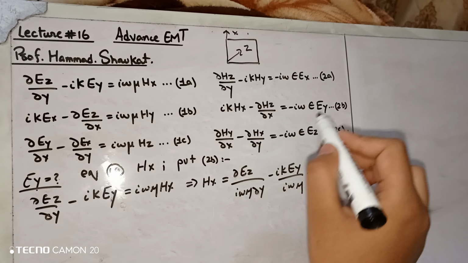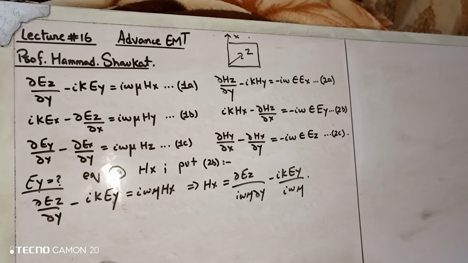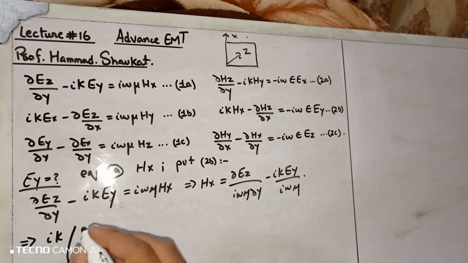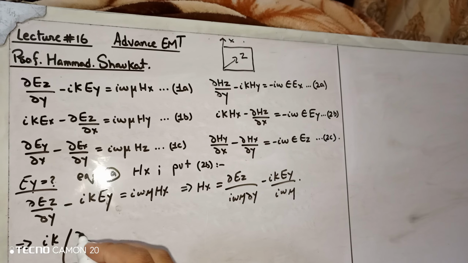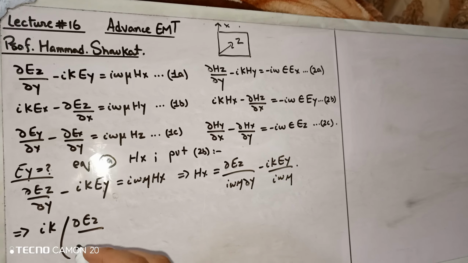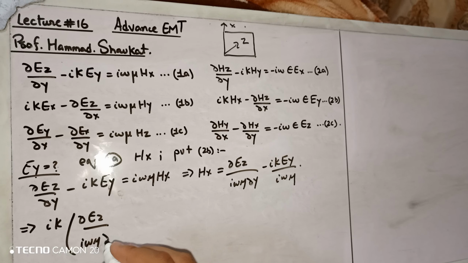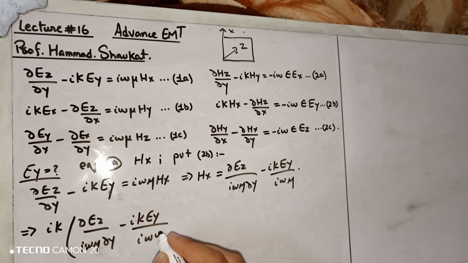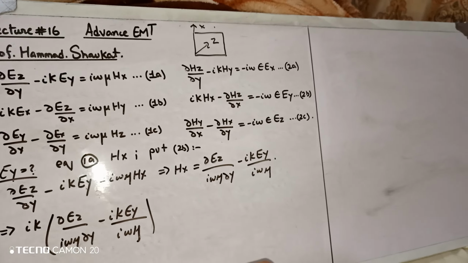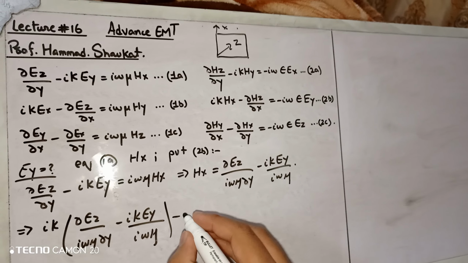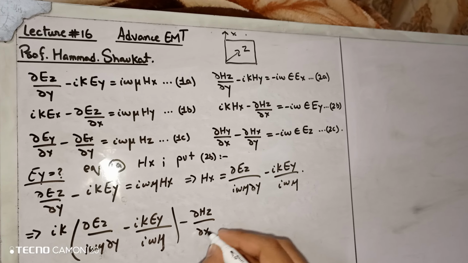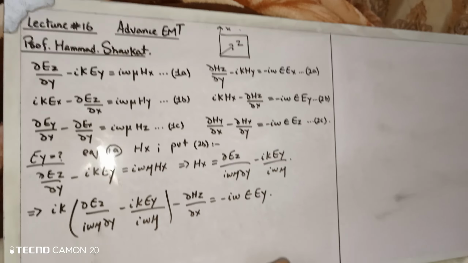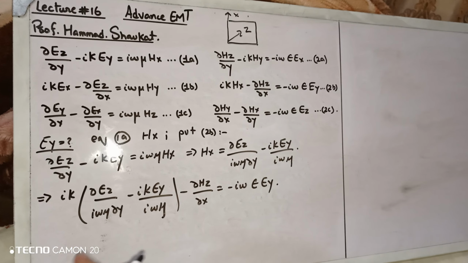First write equation 2b here. Here is Hx, just put this value. So your equation 2b can be written as iota k and the value of Hx, which is this, partial Ez divided by iota omega mu partial y minus iota k Ey divided by iota omega mu, minus this term as it is, partial Hz divided by partial x, which is equal to minus iota omega epsilon Ey. Again you have to multiply this with this and this with this.